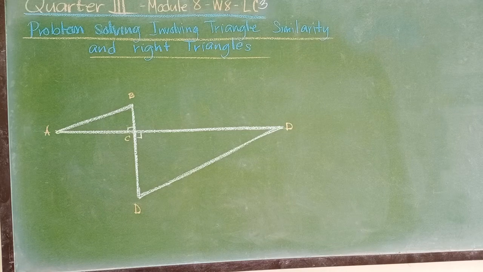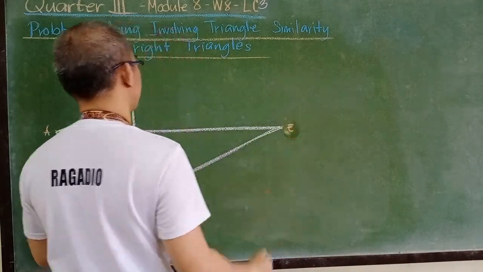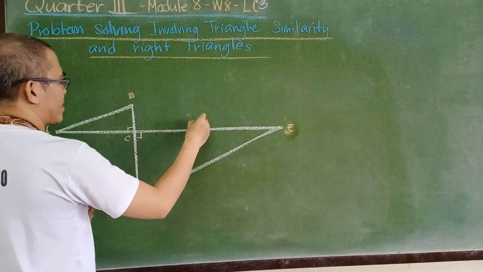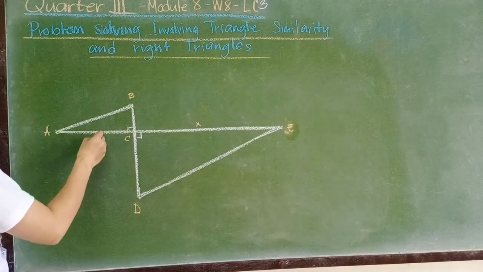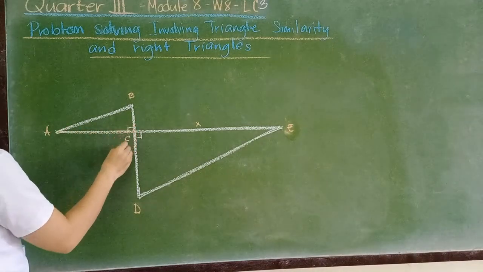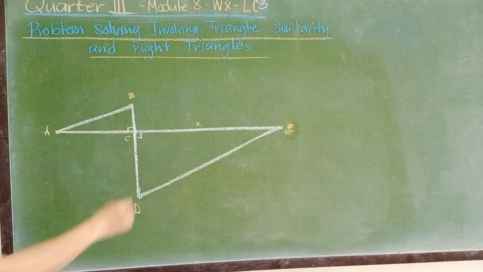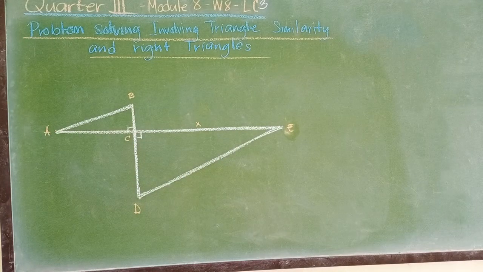So halimbawa, this is just an additional information. Kung halimbawa meron tayong dalawang similar triangles, triangle ABC and then DCE. This is E. So kung gagawa tayo ng ratio, halimbawa ito yung mahanapan natin ng ratio, this is x. Ang meron tayong value, yung AC at saka yung BC. Halimbawa yan yung mga values. So hahanapin natin yung CE. So therefore gagamit tayo ng ratio and proportion para mahanap yan.